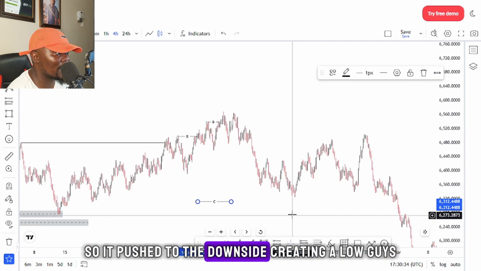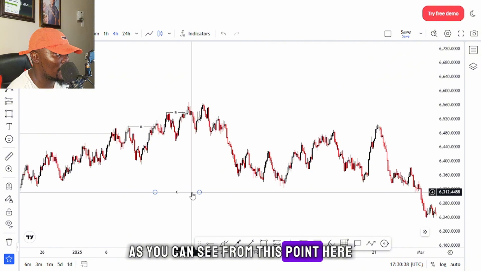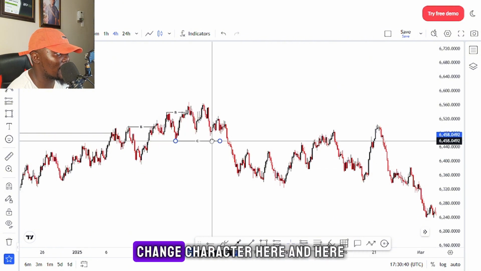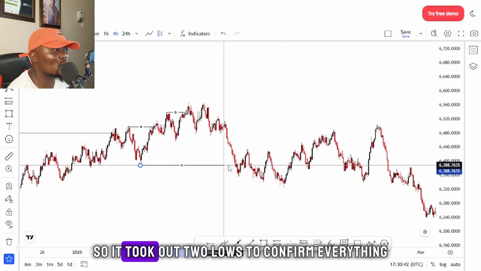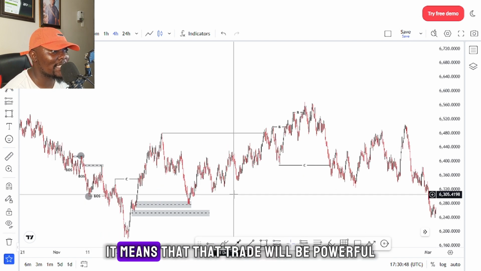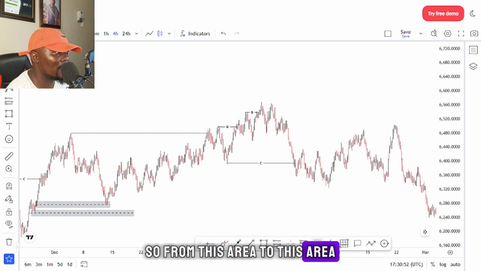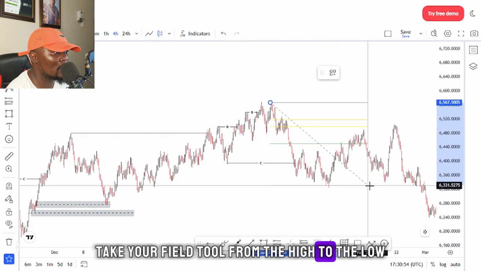So it pushed to the downside, creating a low, guys, as you can see from this point here, which means there's the change of character, change of character here and here. So it took out two lows to confirm everything, just because whenever the market takes out two lows or two highs changing character, it means that that trade will be powerful. So from this area to this area, take your fib tool from the high to the low.